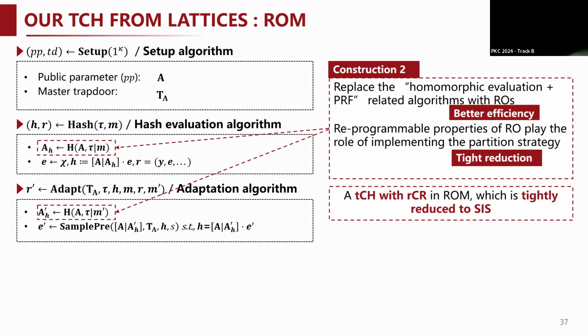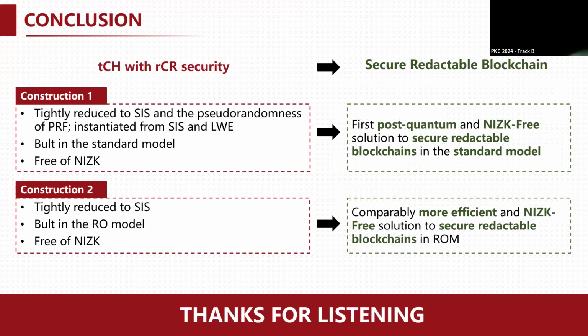And let me conclude this talk. In this work, we propose the concept of tagged chameleon hash and show that a tagged chameleon hash with restricted CR serves for secure redactable blockchain. And we show two constructions. One is in the standard model, and the other is in the random oracle model. Both are from lattices and without using NIZK proofs. That's it. Thanks for listening.